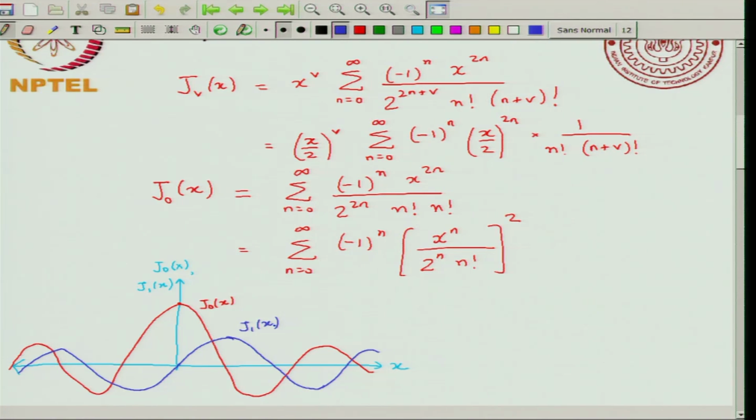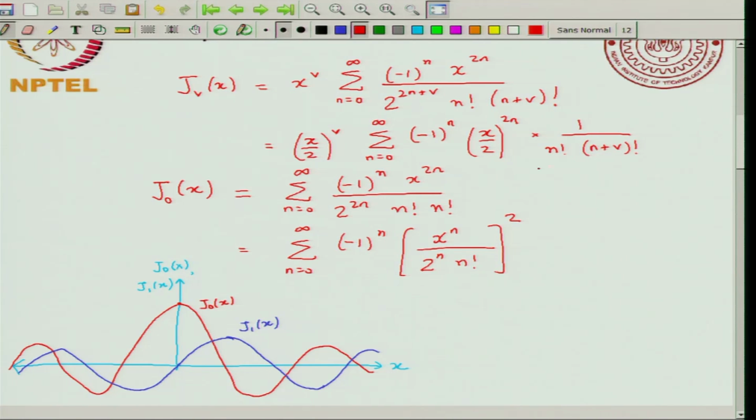So the point is all the even v's correspond to even functions, odd v's correspond to odd functions, okay. And remember, it is an infinite series. I cannot write this in a closed form, okay. I cannot write any of these in a closed form. All right. Now there are some more interesting properties of this Bessel function.